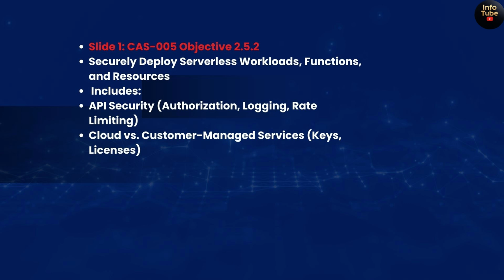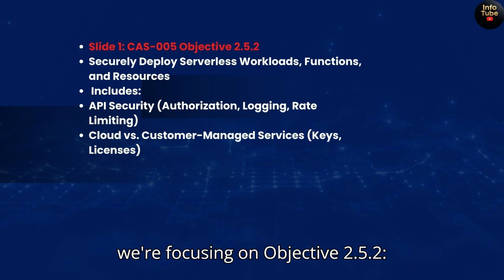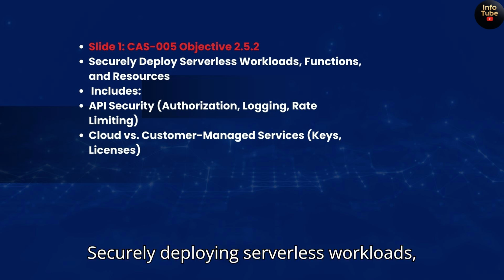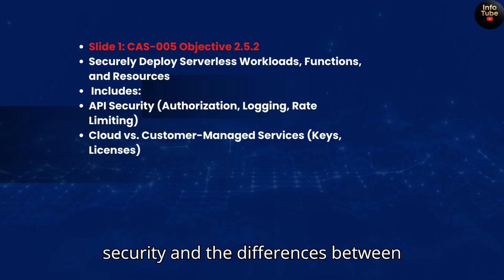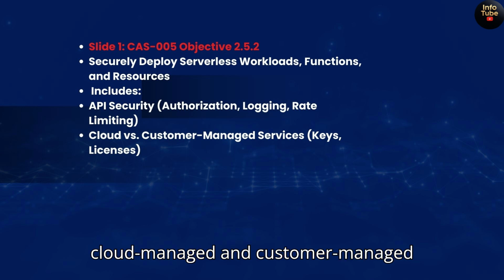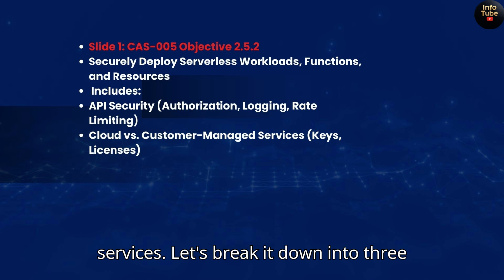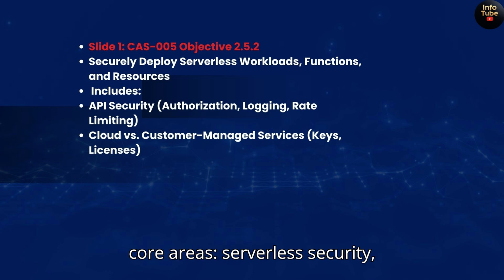In this episode, we're focusing on Objective 2.5.2, securely deploying serverless workloads, functions, and resources, including API security and the differences between cloud-managed and customer-managed services. Let's break it down into three core areas: serverless security, API protection, and cloud versus customer-managed controls.